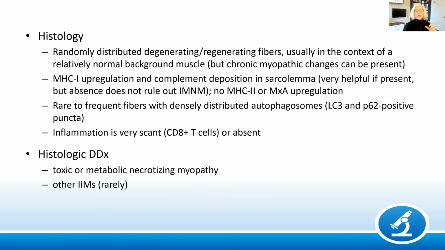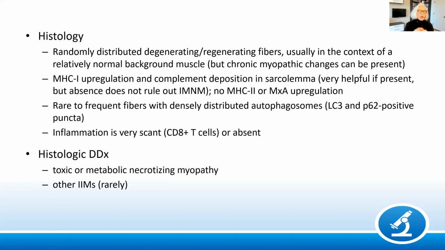So the top part of this slide goes over the key histologic features, and I'm going to show you those on the next slides with the images. But I would like to highlight the main histologic feature, which is that we have degenerating, regenerating fibers that are randomly distributed and without much inflammation, which is why this was so difficult to recognize as an autoimmune disease to begin with. So because of that, one of the main differential diagnoses that you may have looking at the muscle biopsy is actually toxic or metabolic necrotizing myopathy.